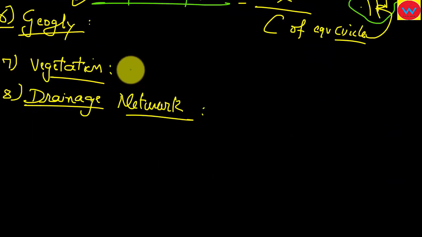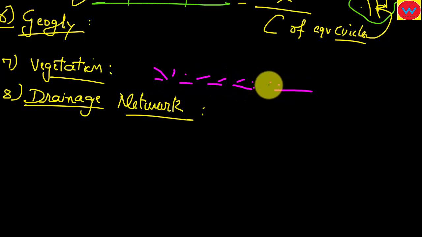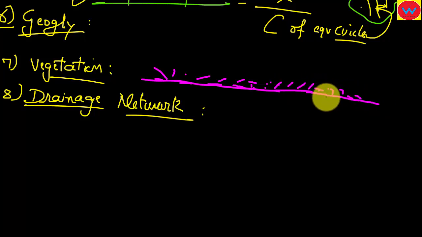Now the next factor is vegetation. You can understand it simply like this: if there is vegetation cover on the ground surface, the rain runoff is likely to be less because water will not be allowed to go down the slope by the vegetation cover. And if the ground is bare, there is nothing on the surface, then water will quickly run down the slope. So it is inversely proportional to vegetation cover.